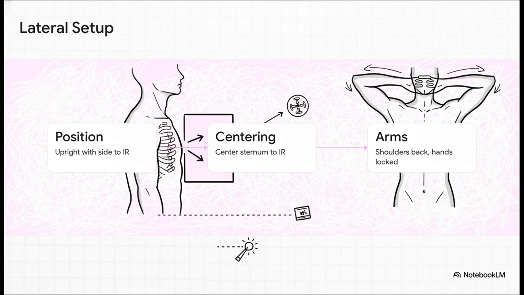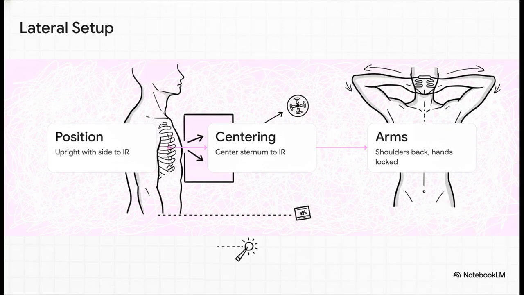Have them stand or sit upright, side directly against the board. Center the sternum light 1.5 inches above the jugular, just like before. But here is the real trick. You need the patient to forcefully roll their shoulders back and lock their hands behind them. You absolutely have to get that thick shoulder tissue pulled out of the way of the upper sternum.